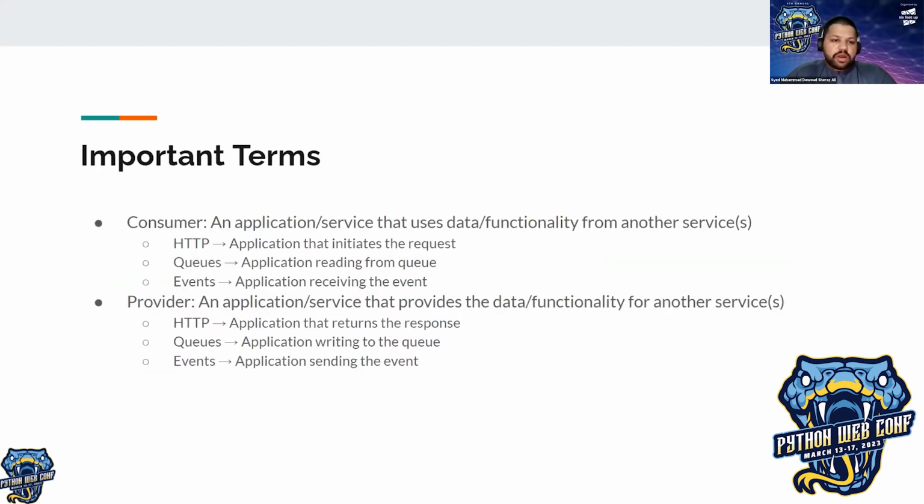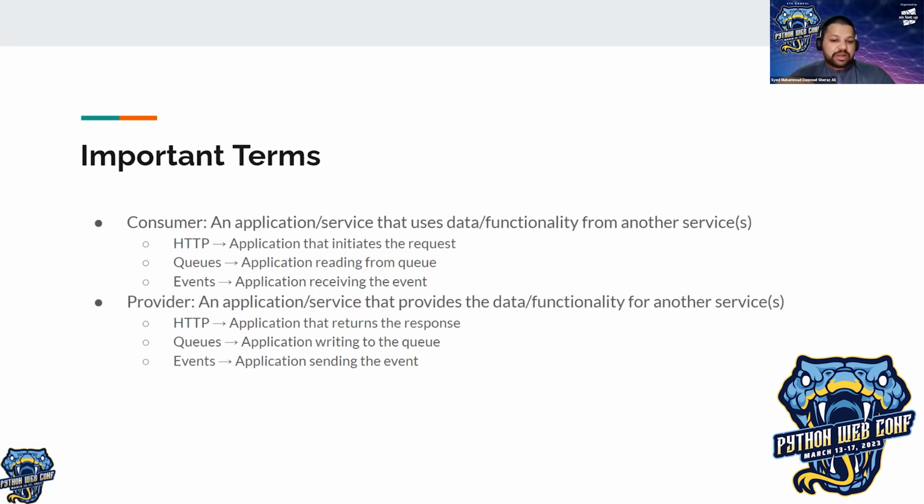So there are a few terms that we have already used and that will continue along the slides. The first two major terms are consumer and provider. Like mentioned earlier, a consumer is an application or service that uses data or functionality from another service. That data or functionality can be in terms of just fetching information or performing some sort of operations on another service. In terms of HTTP, it's the application that initiates the request. In terms of queues or events, it's the application that is reading from the queue or receiving the events.